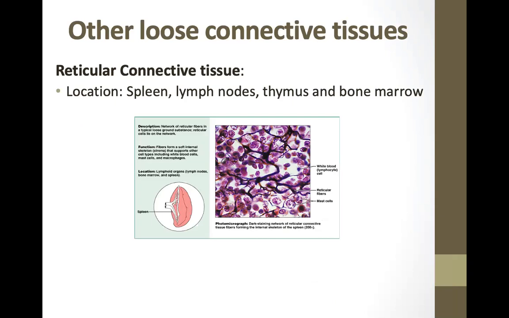Okay. Loose connective tissue, the last category we have is reticular connective tissue. Examples of that are found in your spleen. So it's found inside your spleen, lymph node, thymus, and bone marrow.